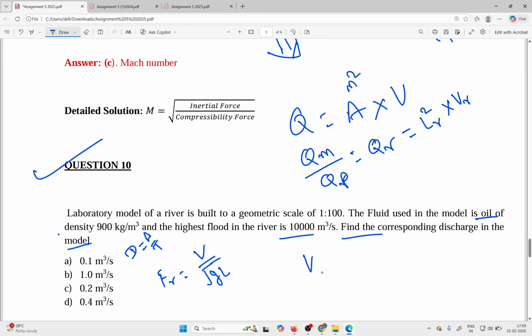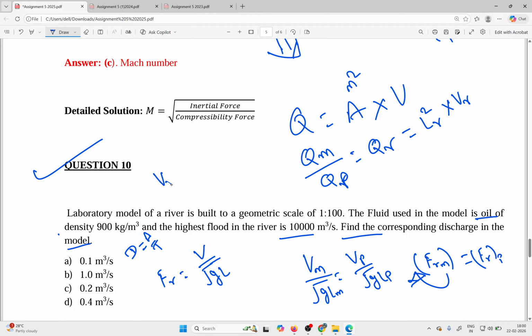Now, when we maintain dynamic similarity, Fr model is equal to Fr prototype. So I'm writing Vm divided by root g Lm is equal to Vp divided by root g Lp, the prototype. From here, g will be cancelled out. So Vm by Vp is your Vr, and Lm by Lp is Lr, so Vr is root Lr.